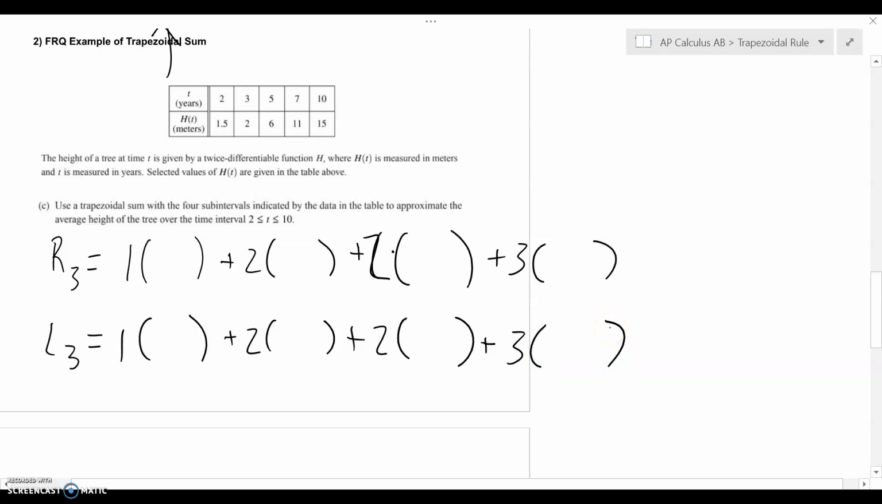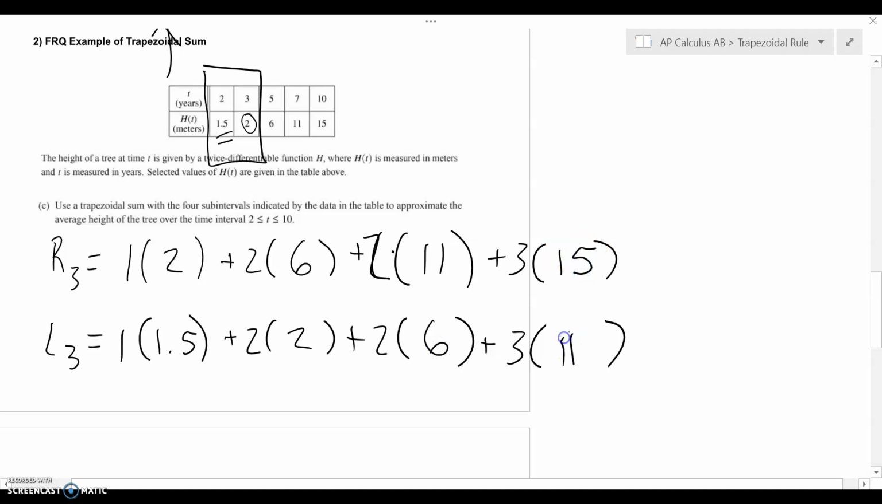And then we just have to go through just like we just did and pick out the heights. So we're going left edge, right edge. If I just look at this spot from 2 to 3, again, width of 1. The right edge, we've got this 2. And then the left edge, we've got the 1.5. So there's our right edge, there's our left edge. Shift over 1, we've got right edge of 6, left edge of 2. Shift over 1, we've got right edge of 11, left edge of 6. Shift over 1, we've got the 15 and the 11.